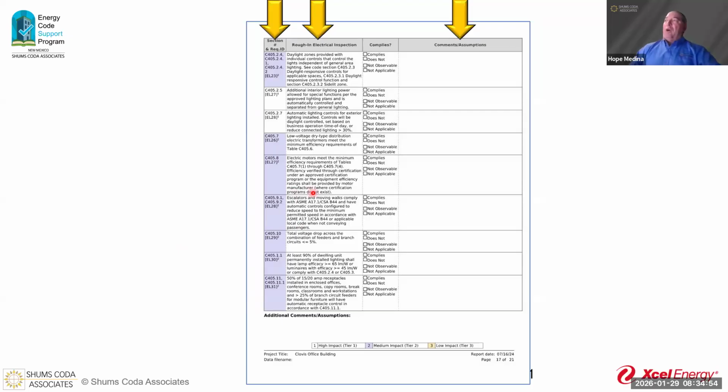So do we have any questions about the electrical inspection sheets, about the envelope inspection sheets, about how to use them, comparisons, what happens if this doesn't match the plans?